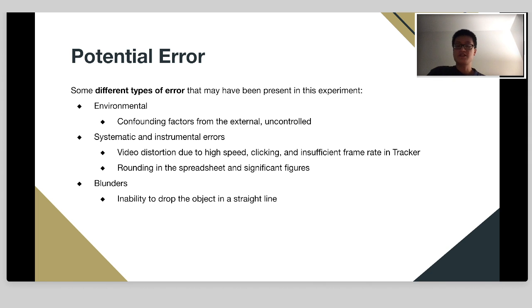There were many different types of error that may have been present in this experiment as well, such as environmental or confounding factors from the uncontrolled environment, and systematic and instrumental errors due to the high-speed clicking and insufficient frame rate as previously seen in Lab 1, rounding in the spreadsheet insignificant figures, as well as blunders, namely the inability to drop the eraser in a straight line.